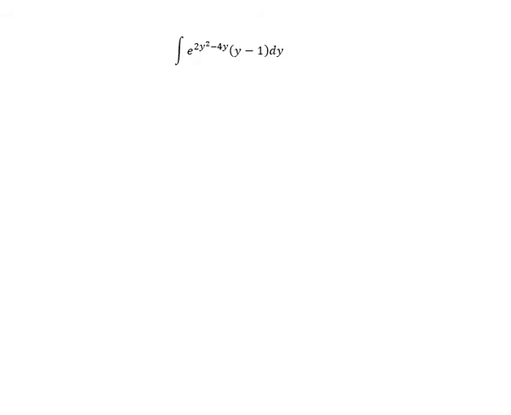The topic today is the integral. We have the integral of e to the power of 2y squared minus 4y multiplied with y minus 1 dy. So I will show the technique how to answer the question. We need to use integration by substitution.